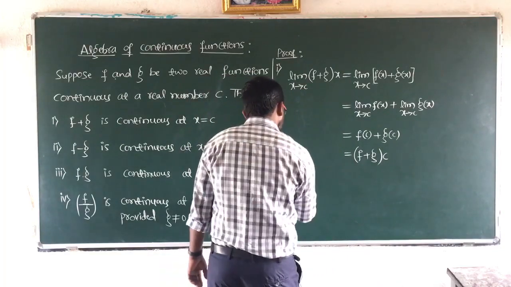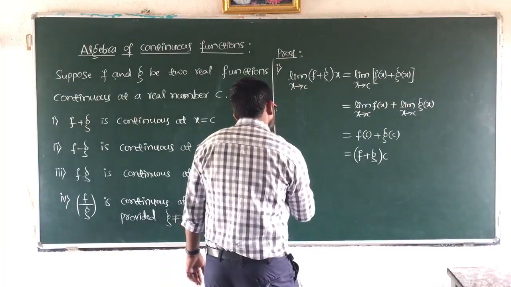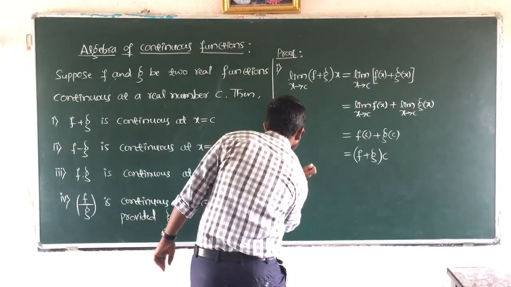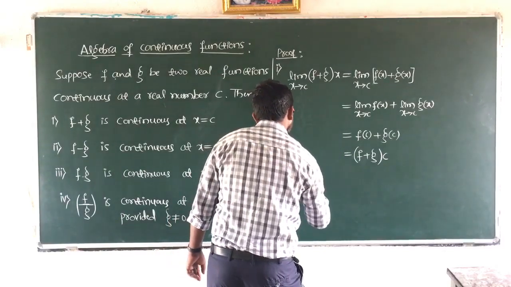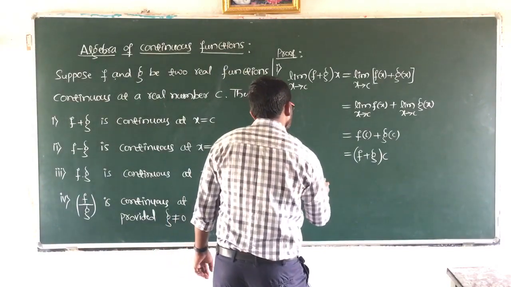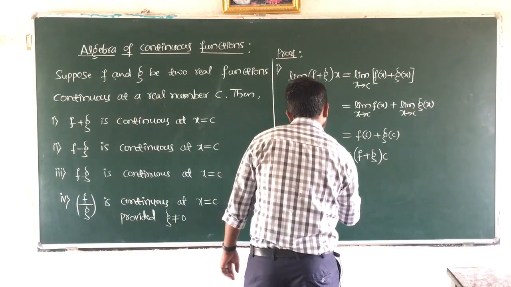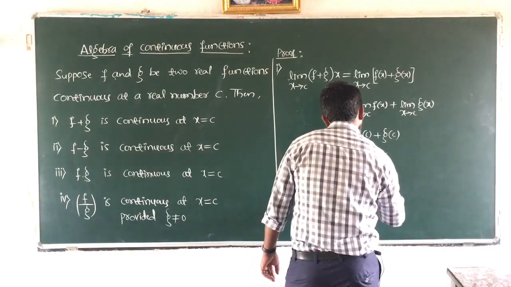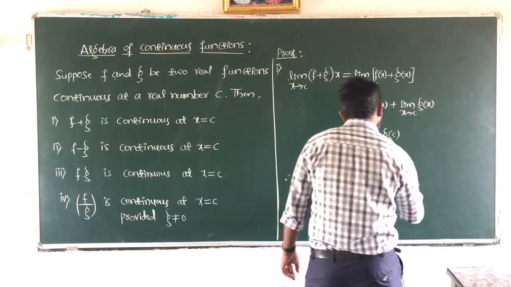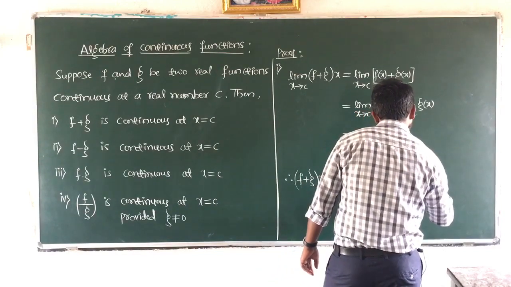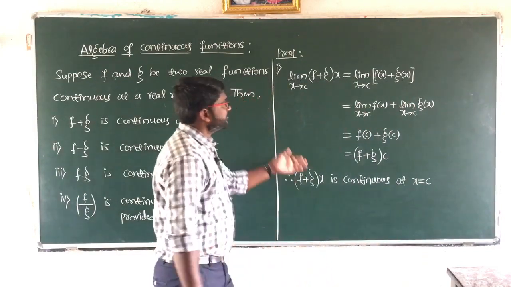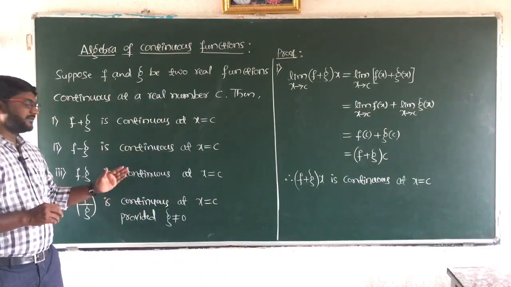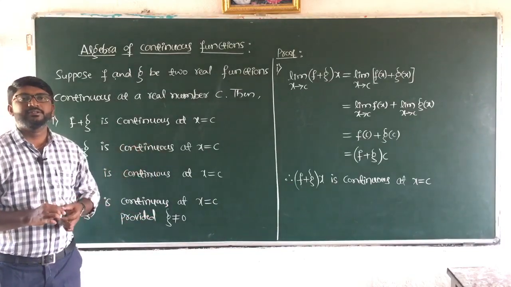So f of c plus g of c can be written as f plus g of c. Therefore, f plus g of x is continuous at x equal to c. So here I have proved the first one. You will have to go for numbers 2, 3, and 4. So this is all about the first one.